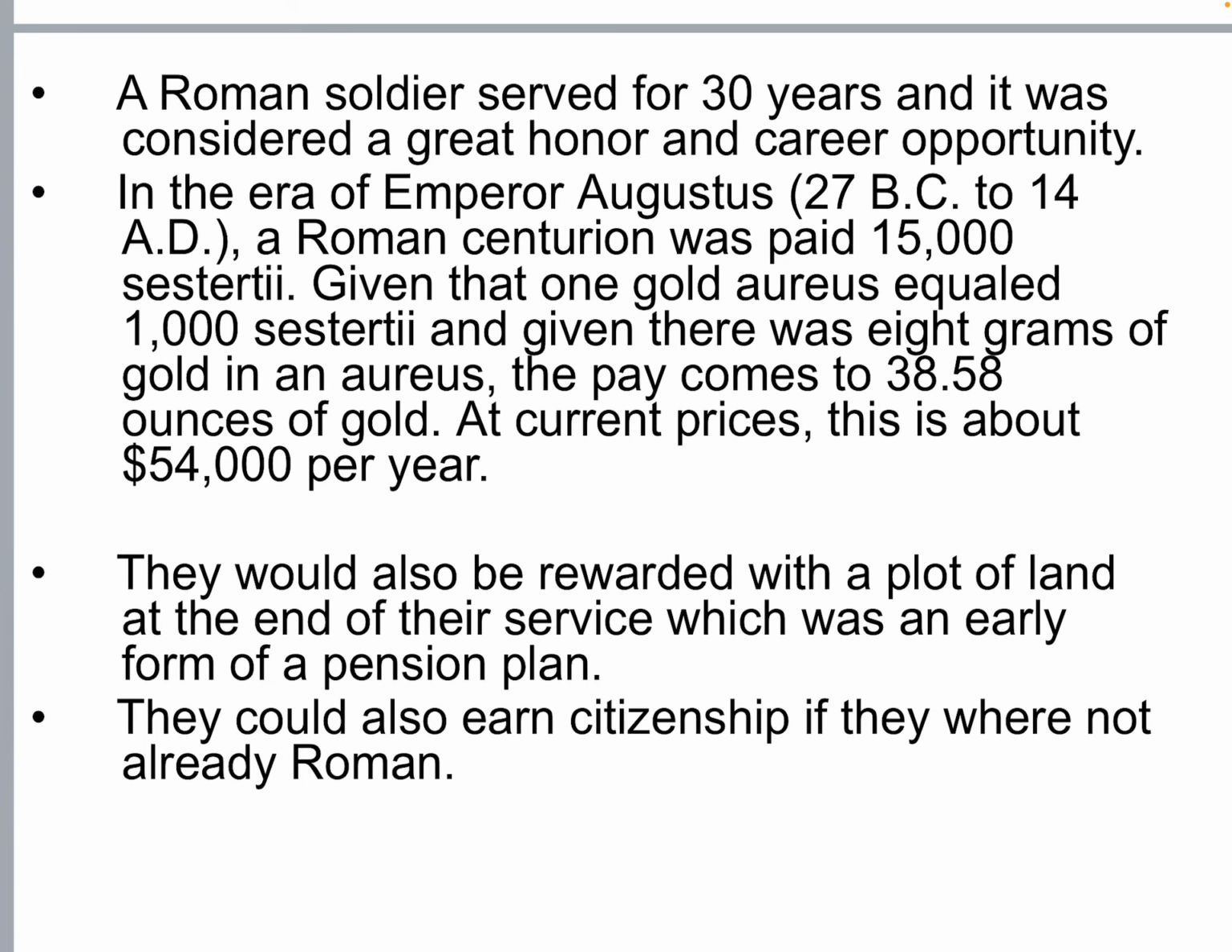So after 25 years of service, for the last 5 years you would serve in Rome, you would get an easy job, like just guard something like a door or something simple, right? And then after your total 30 years of service, you would get a plot of land. This was like your pension plan. So you could live on this, or you could sell it, you could do with it whatever you want, right?